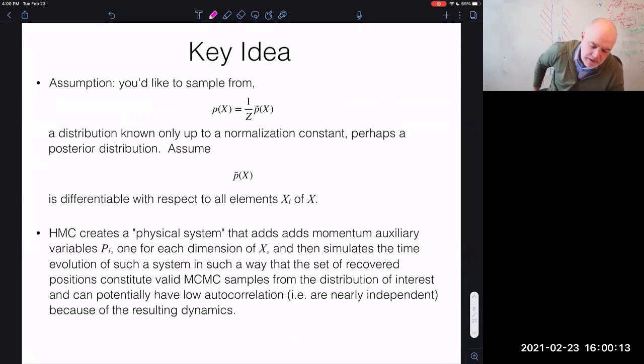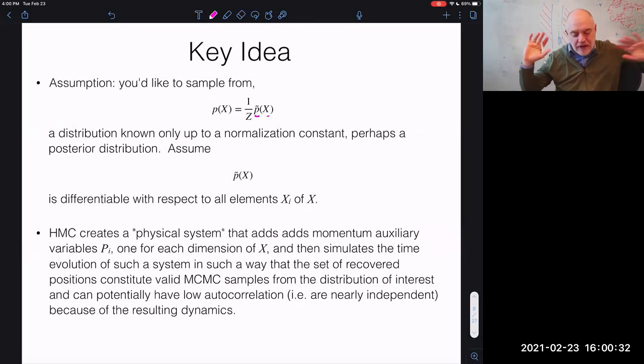So here's the assumption. You'd like to sample from some distribution P of x, which is some unnormalized density. And we're going to assume that P tilde of x is differentiable with respect to all elements xi of x. So you can just forget the program thing for a little bit, just think vectors. That's why I want to do the notation. It's all going to apply in the program case. So x is some vector consisting of a bunch of xi elements, and we have some distribution from which we'd like to sample, P tilde, which is unnormalized. You can think of this as a posterior distribution.